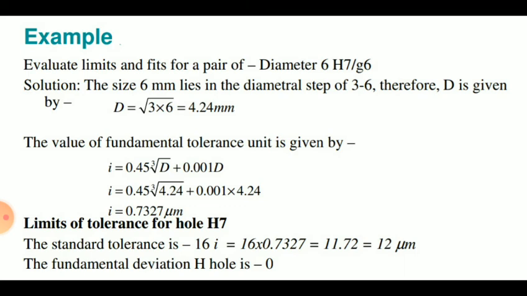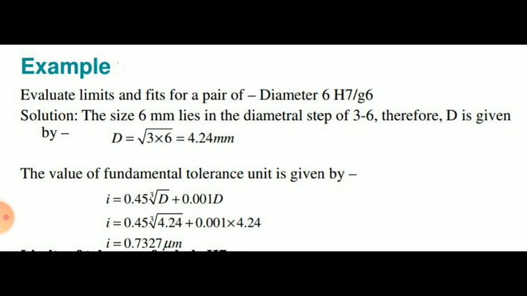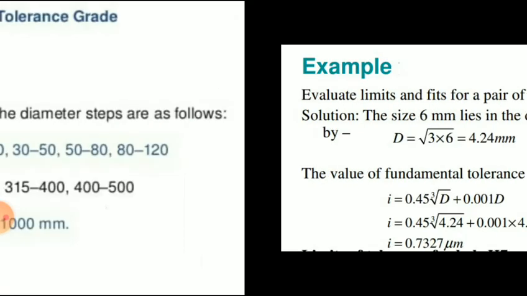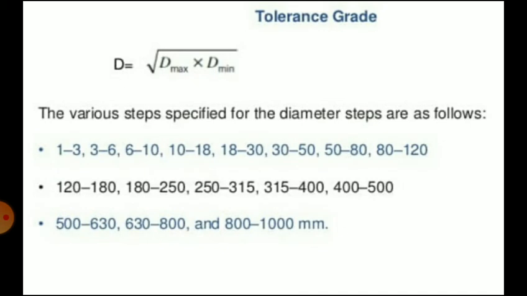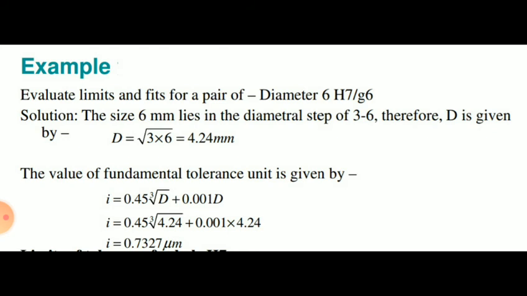Now you have to see whether that basic size 6 lies in between the diametral steps. So you can see here, these are the diametral steps, so that you can find out the geometric mean diameter, that is capital D. So these steps are 1 to 3, 3 to 6, 6 to 10, 10 to 18, like that. All the steps are given, and you have to see where that basic size lies. So the size 6 mm lies in a diametral step of 3 to 6.